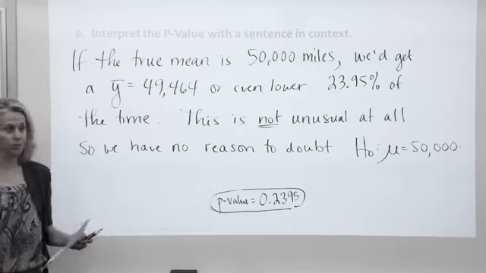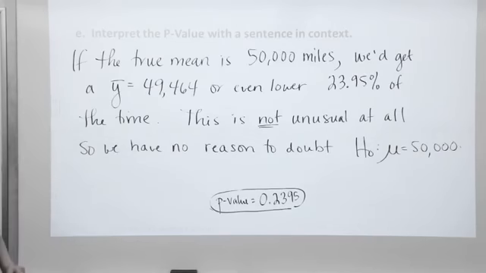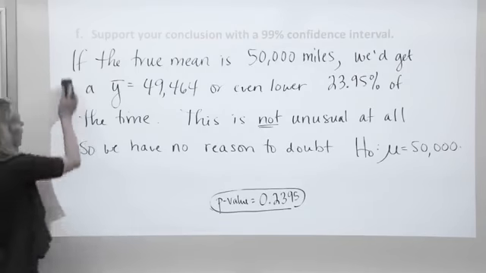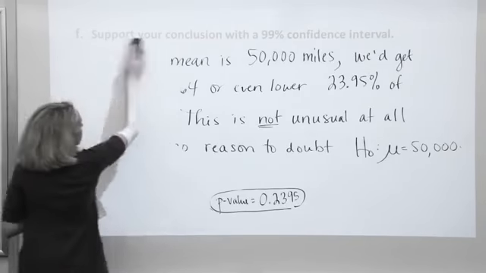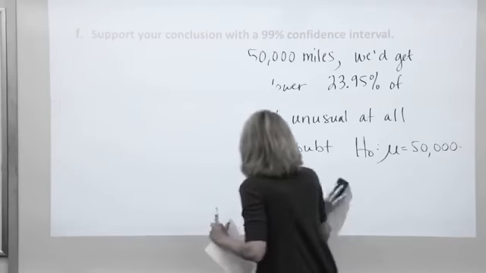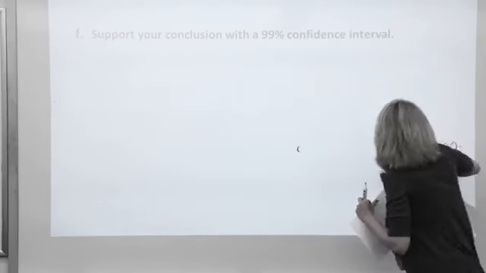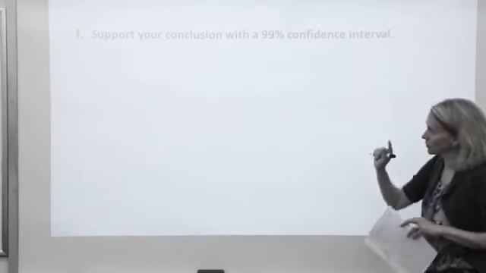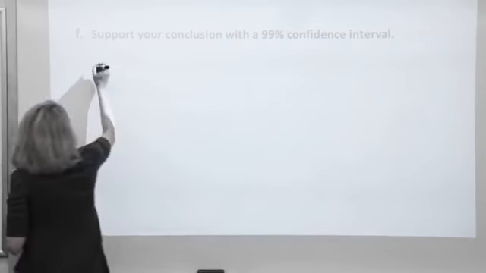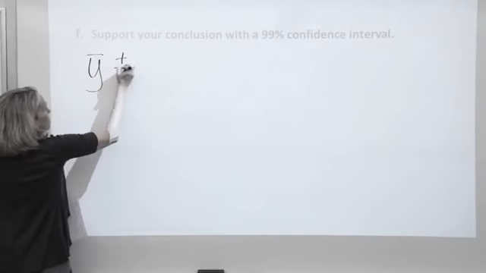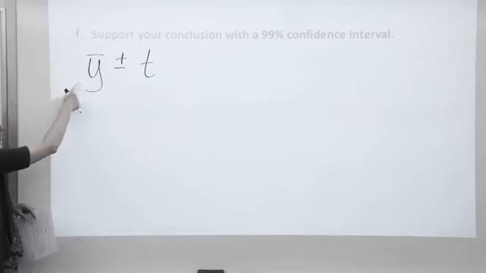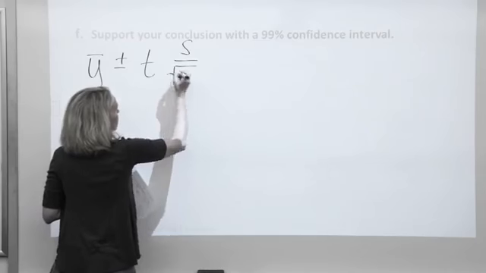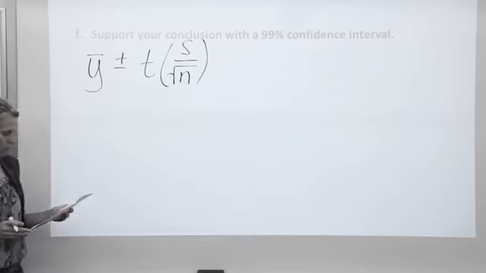All right, a couple more parts. We're going to tie this in with confidence intervals. So F, support your conclusion with a 99% confidence interval for the true average number of miles that these tires last. So now we're doing a confidence interval, still a mean problem. Keep in mind your formula for a confidence interval for a mean. We take the sample mean plus and minus a critical t multiplied by the sample standard deviation divided by the square root of n.